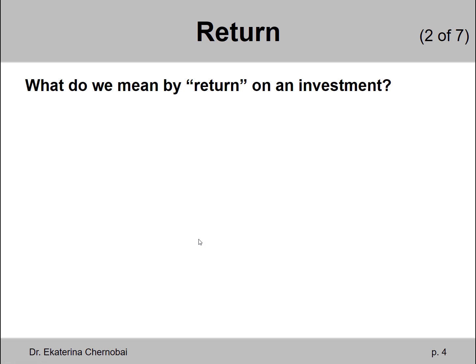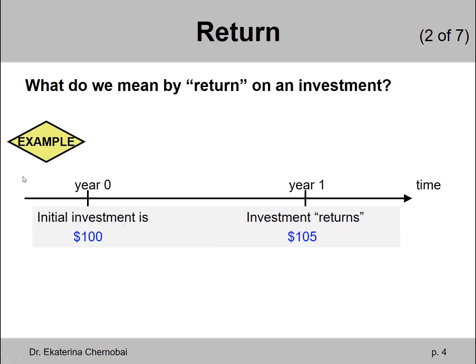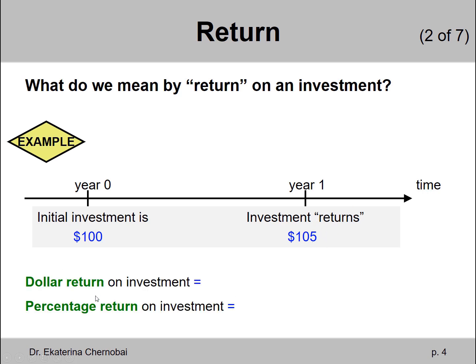So what do you mean by return on an investment? In this example, in year 0, you invest $100. In year 1, the investment returns $105, right? So how would you calculate the dollar return on this investment? Well, in dollars, you get $5 richer, right? Which is calculated by taking the ending value, 105, and subtracting the beginning value, 100. 105 minus 100 equals $5.